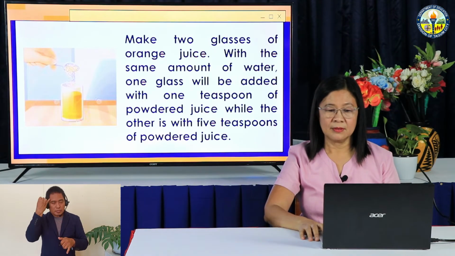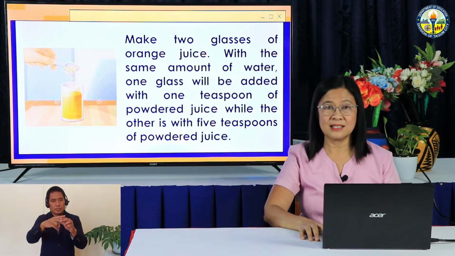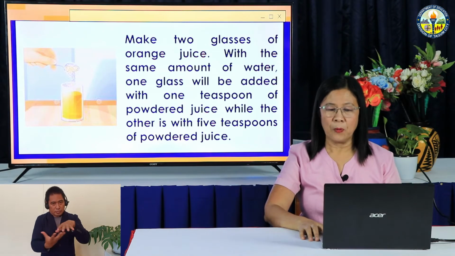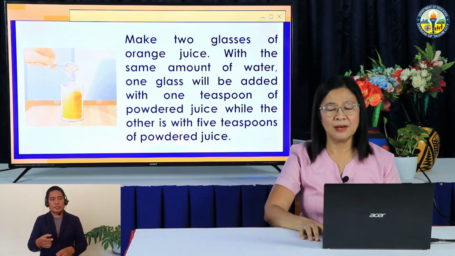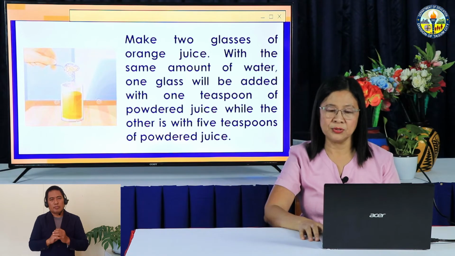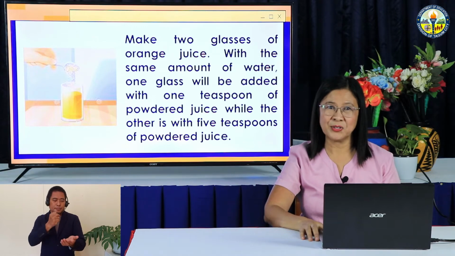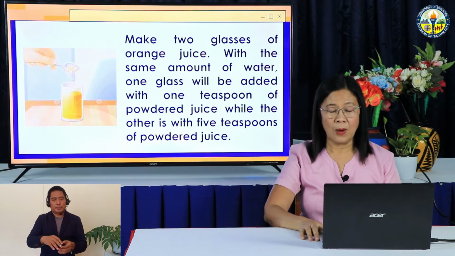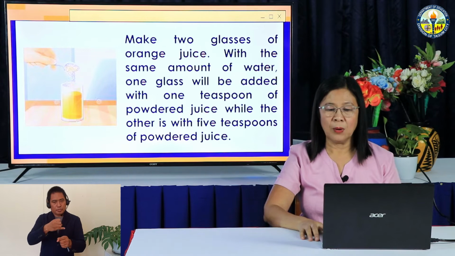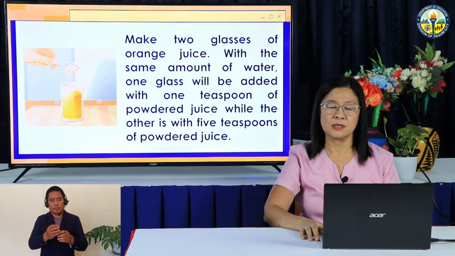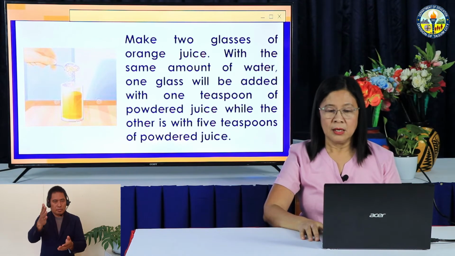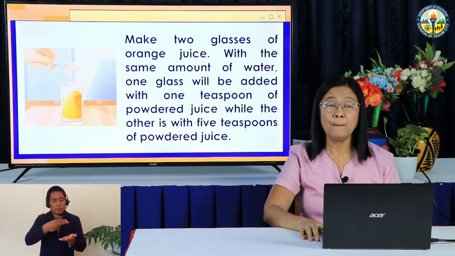This time, let us take this example. We are going to make 2 glasses of orange juice using powdered juice. Both glasses have the same amount of water. 1 glass will be added with 1 teaspoon of powdered juice, while the other is with 5 teaspoons of powdered juice.